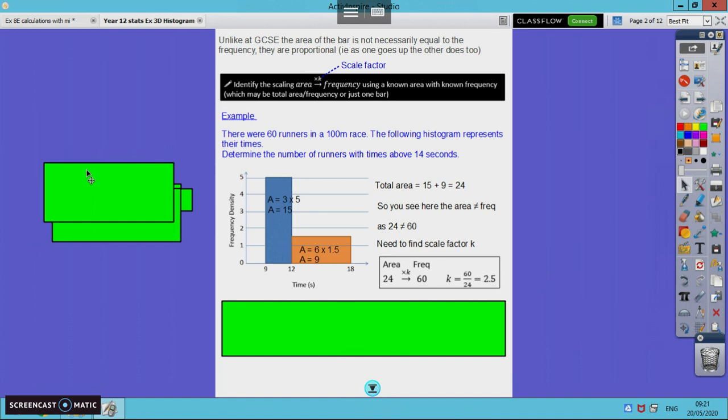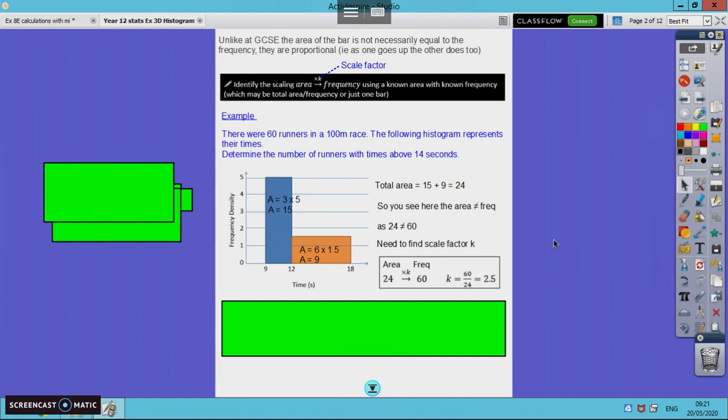Okay, let's move on to that second bit there, because we've determined K, and that is always the first thing you should do in a question like this. See what K is equal to. And again, if it's equal to 1, such a nice, easy question. But most of the time, probably not. Okay, determine the number of runners with times above 14 seconds.